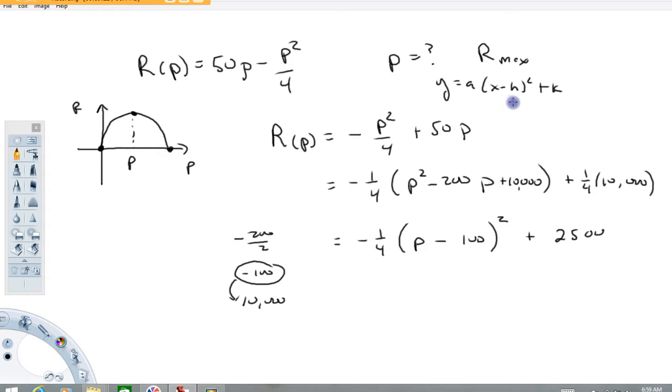All right, so the vertex of this function we found, right, just kind of comparing P minus 100 to X minus H. The H is 100, and the K is 2,500. So that's the coordinates of the vertex. To answer the question, it says what price will give the maximum. So the price is $100. Although it doesn't actually say that's in dollars, I assume they mean that P was in dollars. So the price is $100, and then that revenue would be 2,500 bucks.